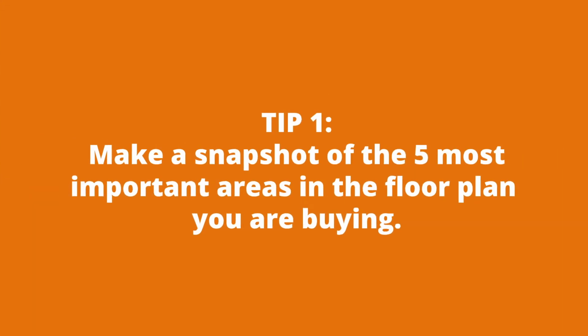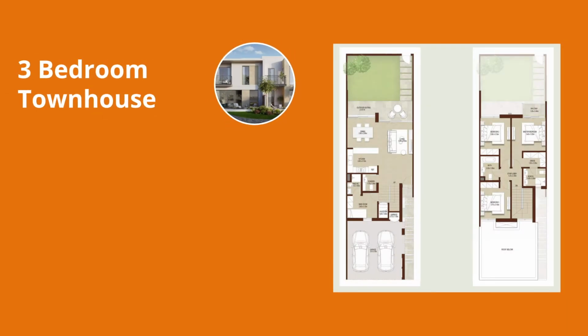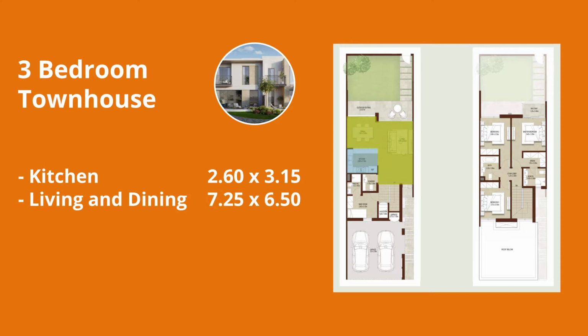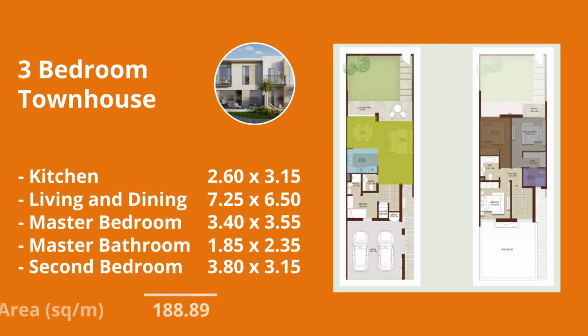So now, without wasting any further time, I'm going to give you my most important tips on how to read a floor plan. Tip number 1. Make a snapshot of the 5 most important areas in the floor plan you're buying. Let's take an example. You're buying a 3-bedroom townhouse and the top 5 priority areas are the kitchen, the living and dining space, the master bedroom, the master bathroom, and the second bedroom.